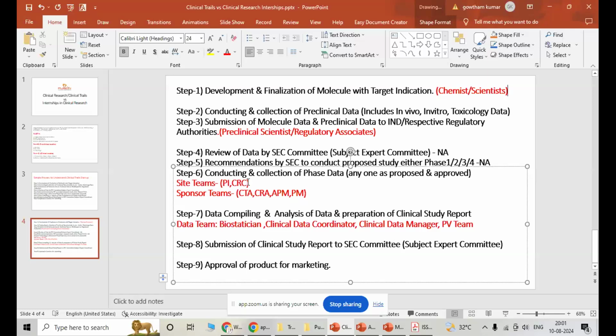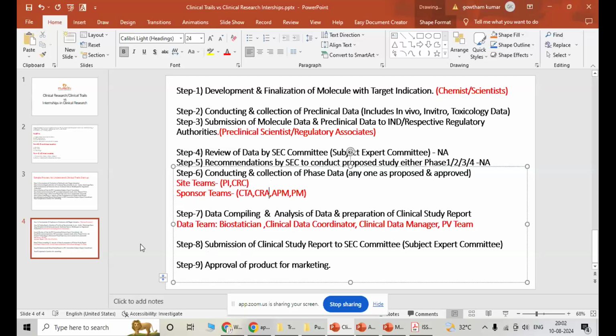The clinical research coordinator will collect the data according to the protocol, and needs to work according to good clinical practices. Coming to the sponsor team, there will be these roles: clinical trial assistant, CRA (clinical research associate), assistant project manager, and project manager. These are the roles and responsibilities where we can work in site teams and sponsor teams. Coming to the data compiling and analysis of the study, in this data team there will be a biostatistician, clinical data coordinator, clinical data management, and the PV team.